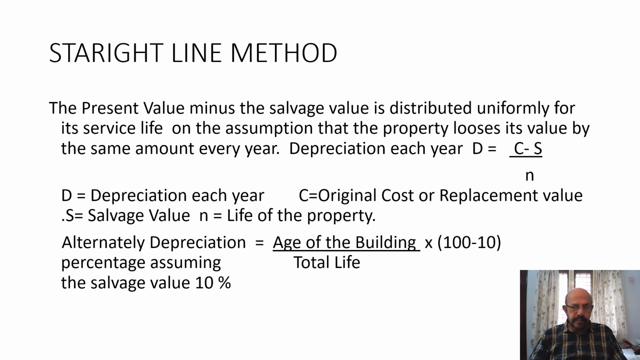Straight line method. The present value minus the salvage value is distributed uniformly over the whole service life, on the assumption that the property loses its value by the same amount every year. So the depreciation is equal to D = (C − S) / N, where D is the depreciation each year, C is the original cost or replacement value, S is the salvage value, and N is the life of the property. This is the formula for depreciation each year: D is equal to C minus S divided by N.